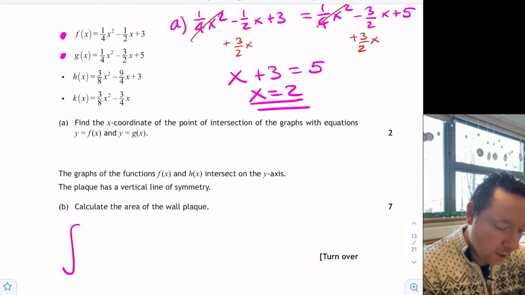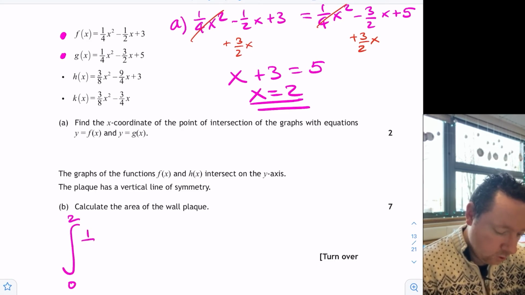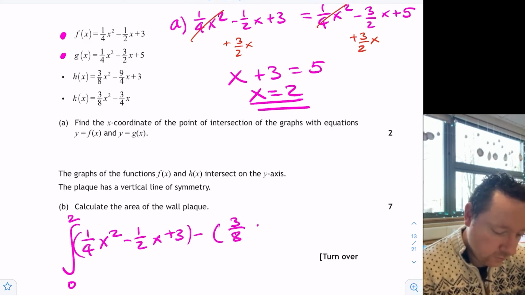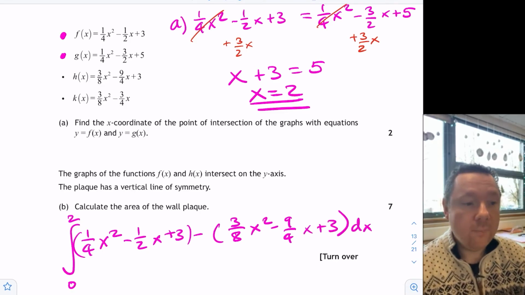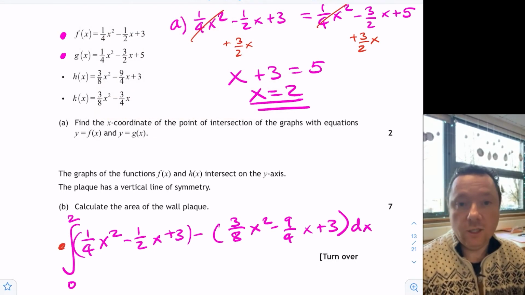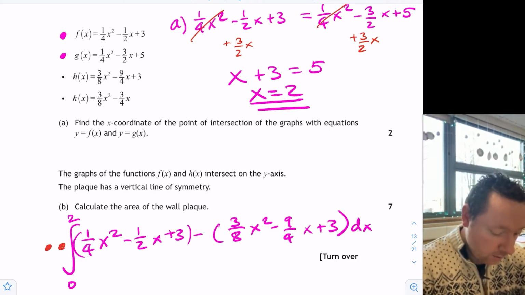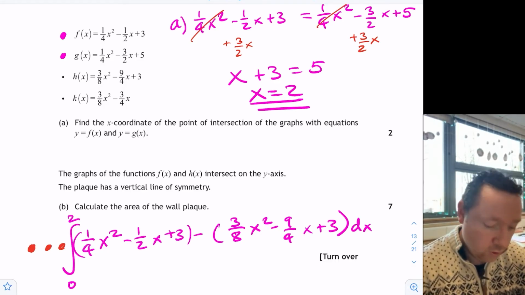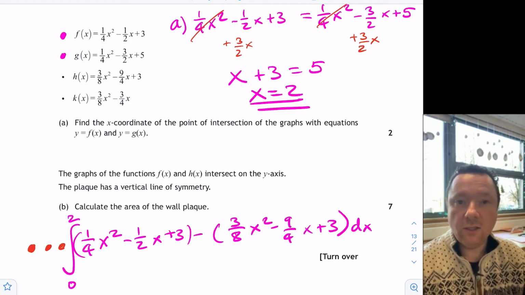So making sure you copy it down properly, it's the integral between 0 and 2 of f of x, which is a quarter x squared minus a half x plus 3. Put that in brackets. Take away h of x, which is this one, 3/8 of x squared minus 9/4 of x plus 3 dx. At that point, you may be wondering, how many marks do I get? You get a mark for knowing to integrate, so using the integration sign. Another mark for putting in the limits 0 to 2, and then another mark for writing down the 2 curves taken away from each other. So 3 marks for literally doing no work.